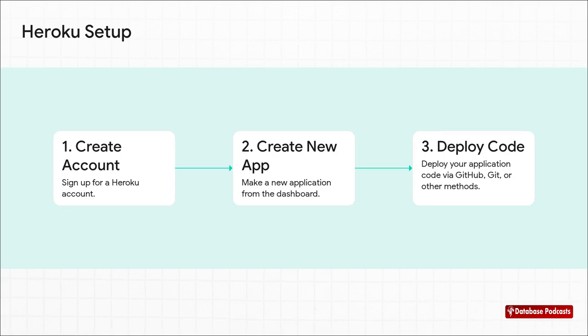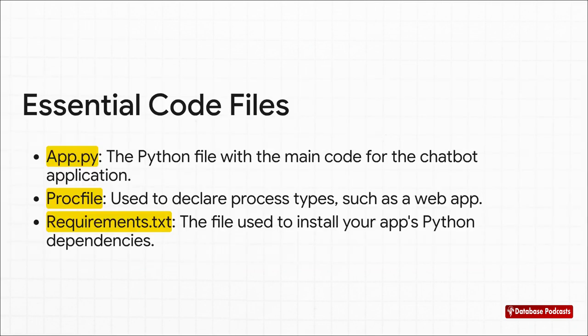And getting it set up is super straightforward, really just 3 steps. You make an account, you click a button to create a new app, which gives you a unique web address, and then you push your code up to it. That's it. Now, for this to actually work, you're going to need 3 key files. You've got app.py, which is where your main bot logic lives. Then there's the Procfile, which is just a one-line file that tells Heroku how to run your app. And finally, requirements.txt is like a shopping list of all the extra code libraries your bot needs to do its job.